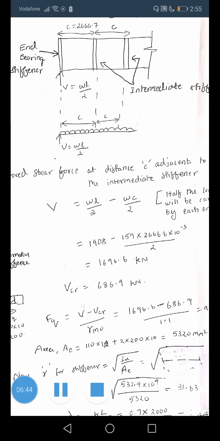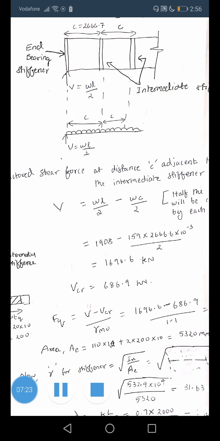Now this support reaction is acting on the end bearing stiffener. The end bearing stiffener is directly supported on the supports. Now there are intermediate stiffeners, as you can see. The intermediate stiffeners are placed at a distance C. Now our objective is to find the shear force at the distance C equals 2666.7. Now what is the total shear force that is carried by the stiffener? It will be WC by 2.